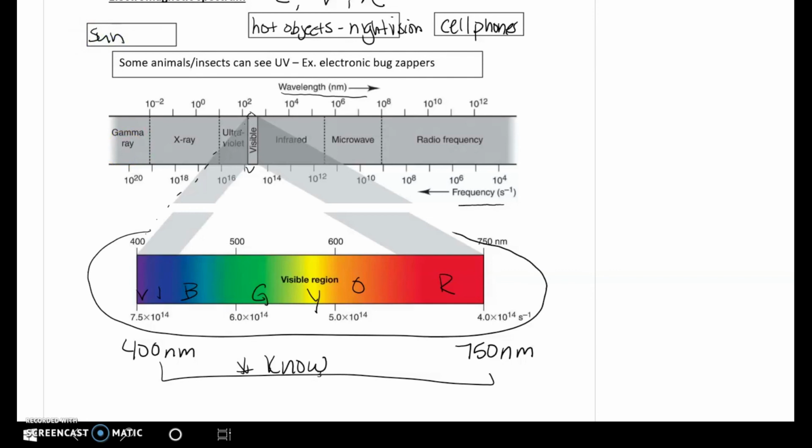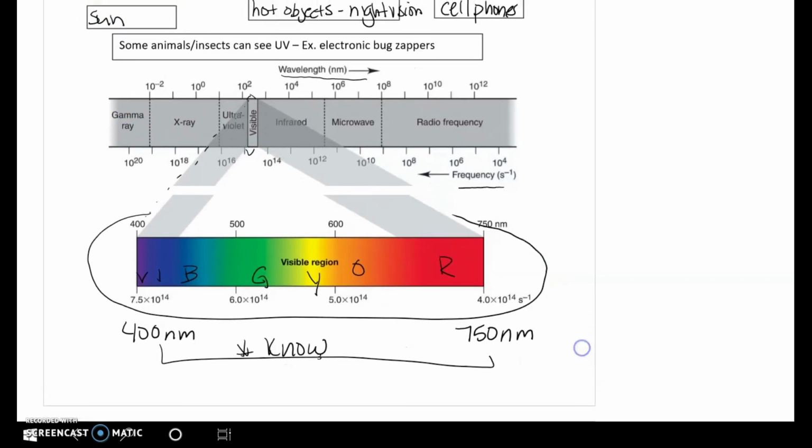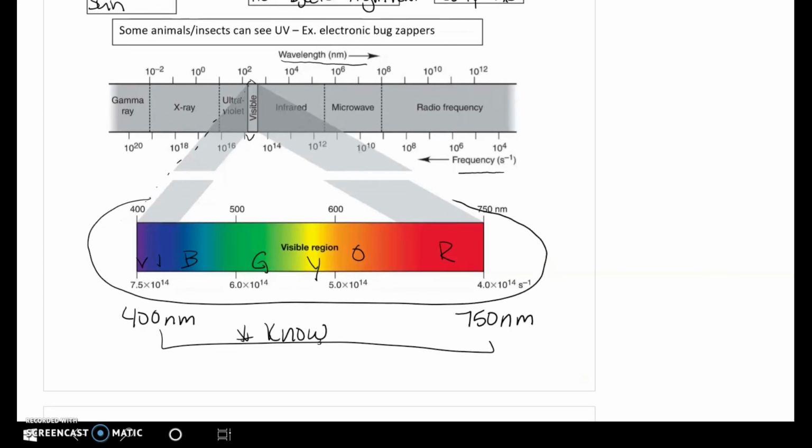Now, some animals, oh yeah, this is just interesting. Some animals or insects can see the UV light. That's why those electronic bug zappers work, right? So they can actually see it. We can't see it, of course, so out of all the different frequencies and wavelengths available, we are only able to see in this visible region. So again, a very small portion of our spectrum.